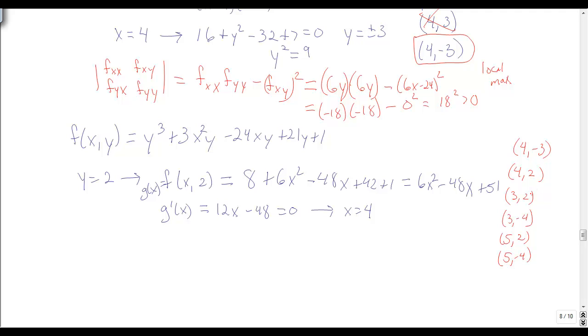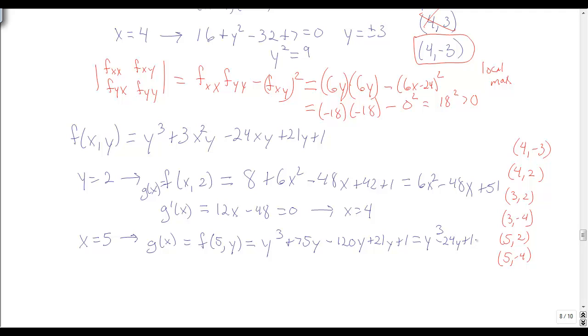So far we're going to have to evaluate that function at these 6 points, but we've got 3 more sides to check. This is going to get a little bit tedious, but hopefully it's straightforward at the same time. The right edge of that rectangle was x equals 5. We'll just reuse g, plugging in x equals 5 and leaving y. So this is going to be y cubed plus 75y minus 120y plus 21y plus 1. You put that all together and you get y cubed minus 24y plus 1.